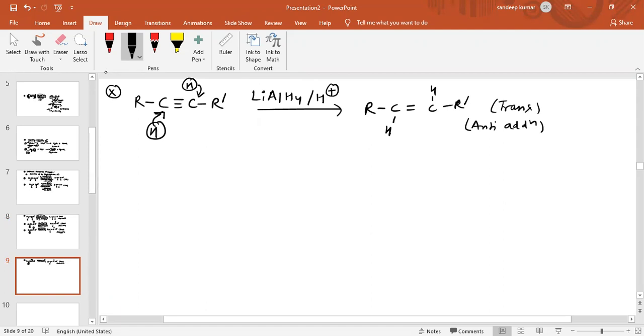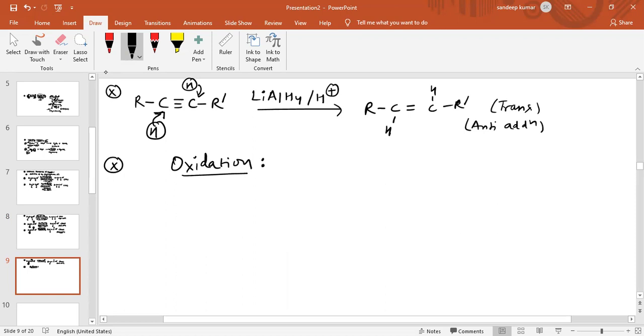So these are the reactions of alkynes. Now we are going to discuss some more chemical properties. The next chemical property I am going to discuss with you is the oxidation reaction of alkynes. See what happens in an oxidation reaction.